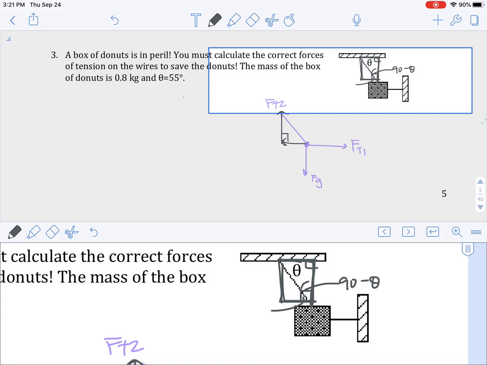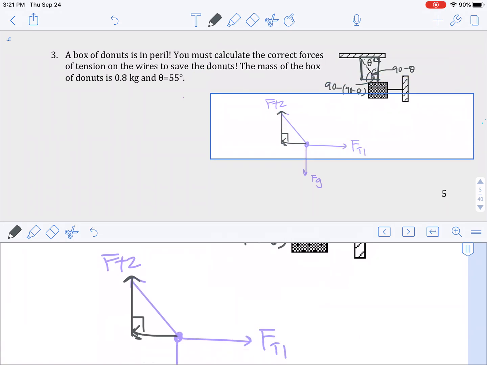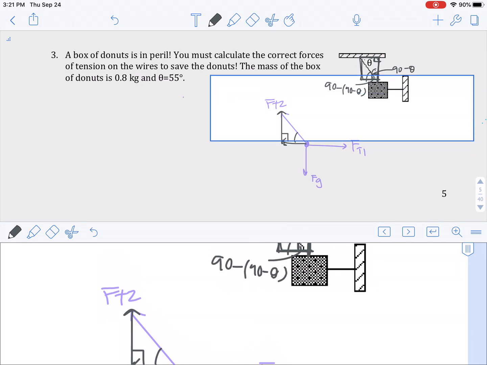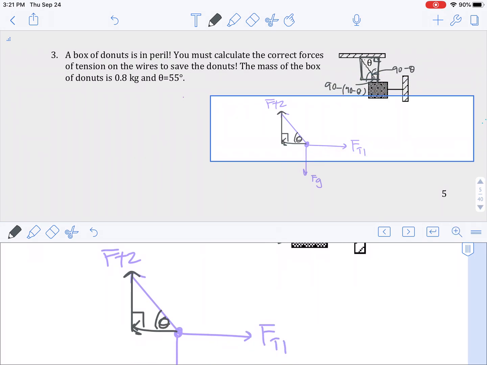So this angle right here will be 90 minus that 90 minus theta, because this is a right angle, and then we know that this is a right angle, so this plus this should give us 180 degrees. So we can figure out this angle pretty easily, and it actually ends up being theta.